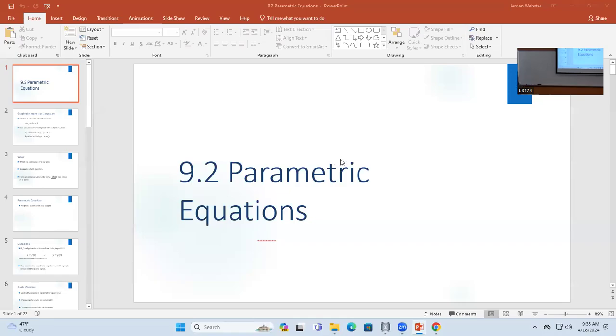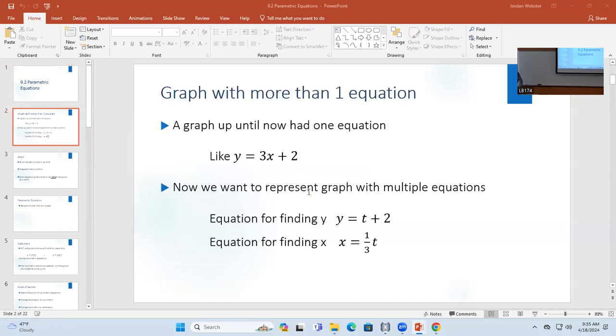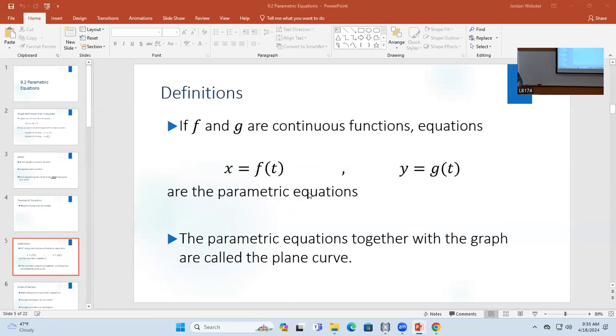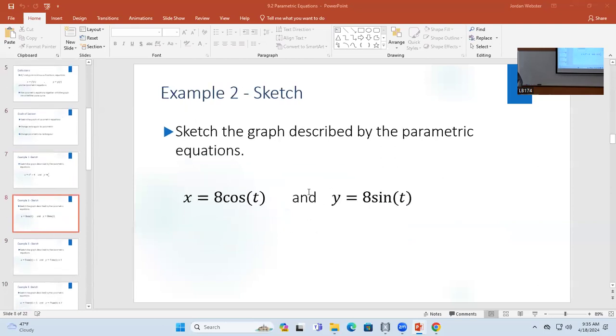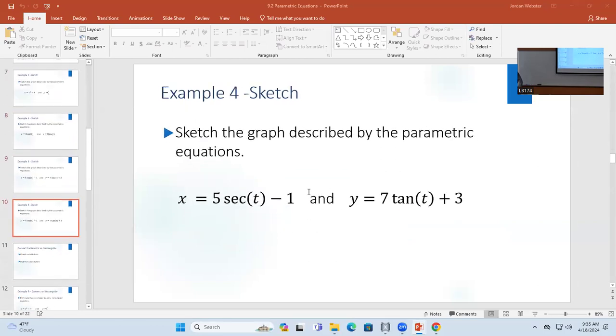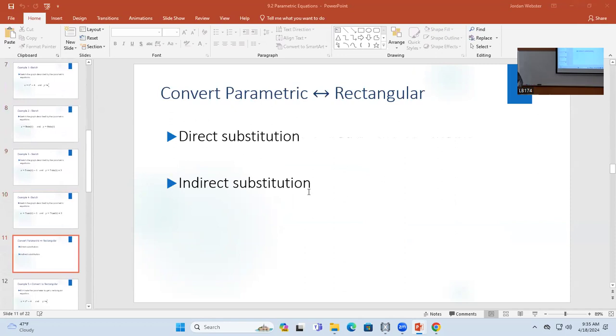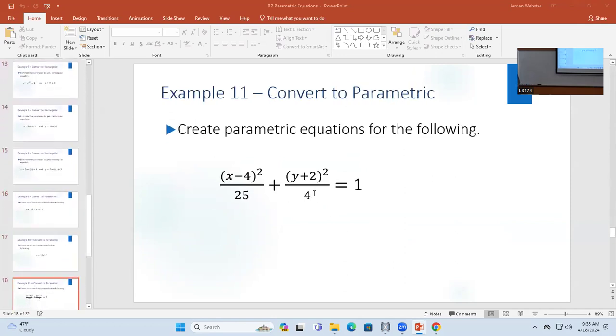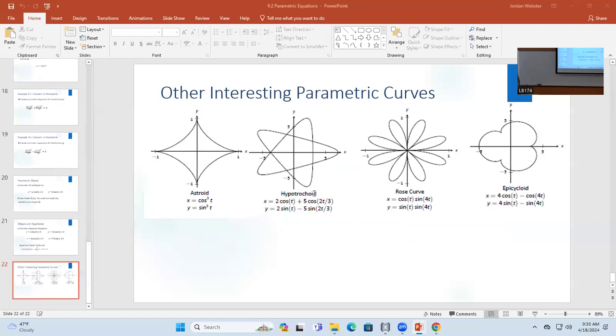All right, I'm going to start the material today and get going, no matter how many people we have. Basically, last time we went through parametric equations, converting parametric to rectangular and rectangular to parametric. And we saw the graph, and we also saw some really interesting graphs of parametric equations.